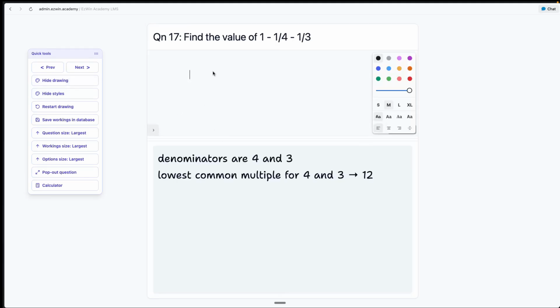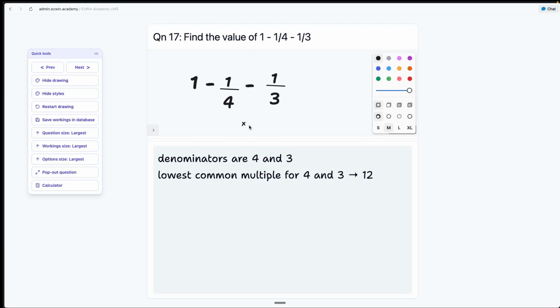So we have 1, and then minus 1 out of 4, and then we minus 1/3. That's what you see over here. So I'm just going to enlarge this for a bit. I don't know why it's flipped like that, but we just have to live with that. So we have 1 minus 1/4 minus 1/3.